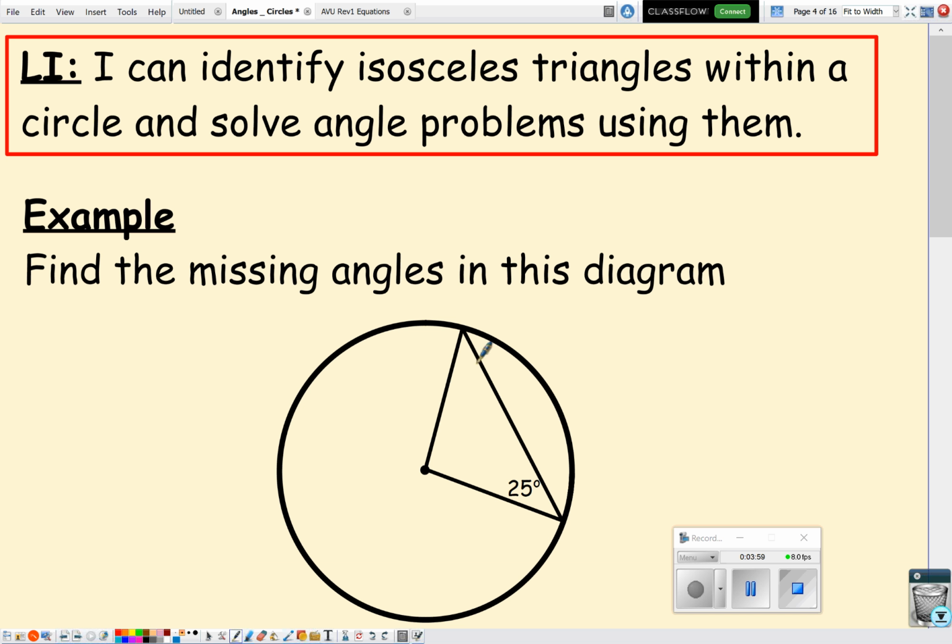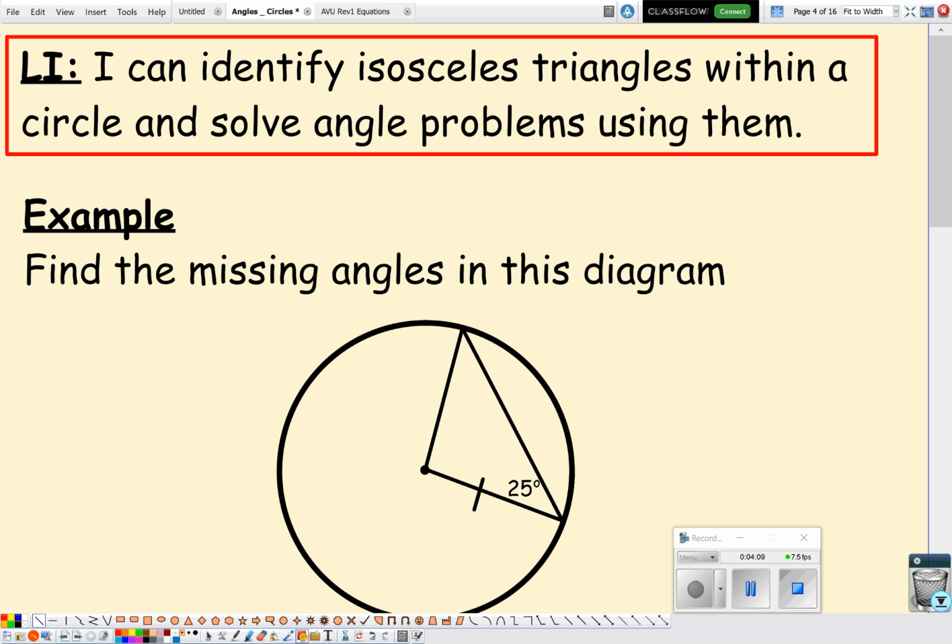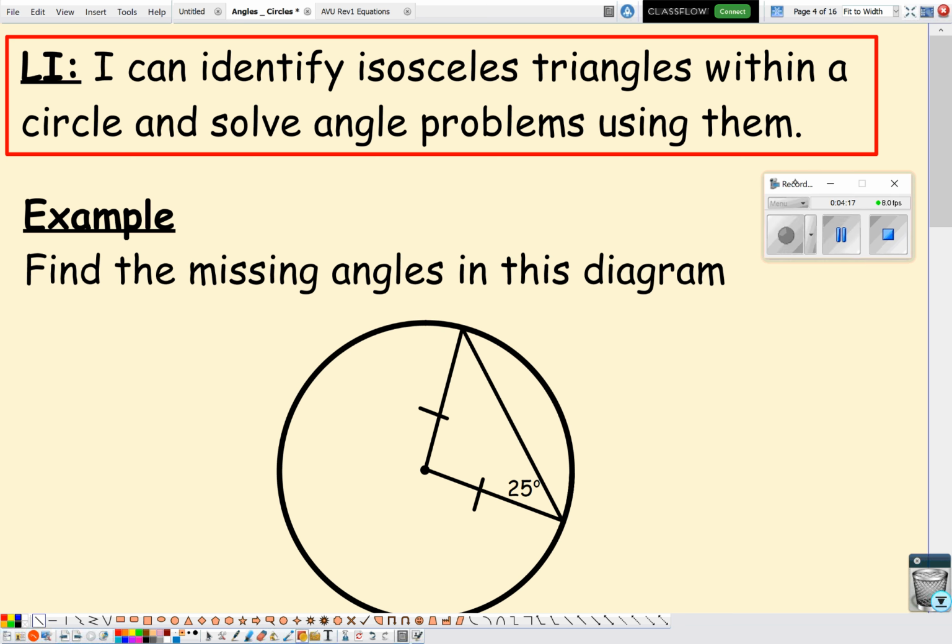Now, in these sorts of questions, you have to identify the isosceles triangle yourself. So it's worthwhile just noting to yourself, right, hang on a wee minute, there's a radius line, there's a radius line, so those two must be the same size. And just confirm to yourself every time that you've got an isosceles triangle there. It's useful to get in the habit of confirming that to yourself.